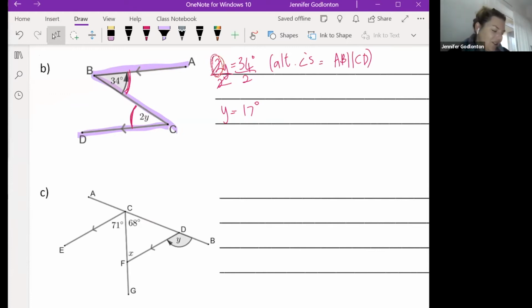I want to know what X is, and I want to know what Y is. I'm going to tell you, it's not a hint, but there are lots of different ways to find Y. There is only one way to find X, but there are lots of different ways to find Y.